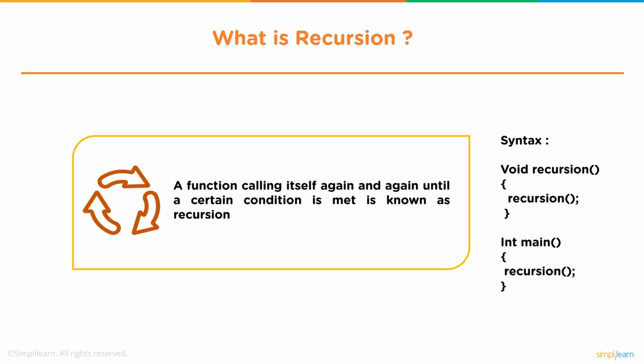So, what is recursion? Recursion can be defined as a process in which a function calls itself again and again until a certain condition is met. Recursion basically brings about several number of iterative calls to the same function. However, it is important to have a base case to end the recursion.